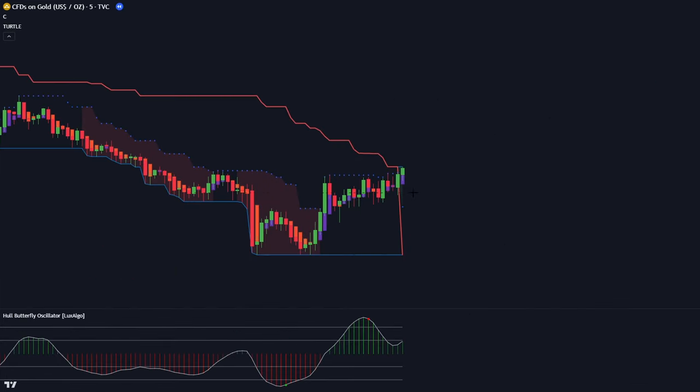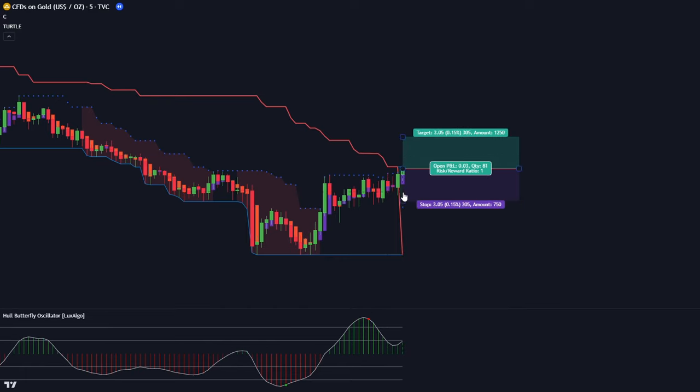Here are the conditions for entering into a long position. The OKX signal bot indicator must give us a bullish crossover signal. Next, we look down towards the Hull Butterfly Oscillator indicator, and the histogram must be bullish. Finally, the Heikin Ashi candle indicator should form a bullish candlestick on the chart. If all of our conditions are fulfilled, we can then place our buy order.